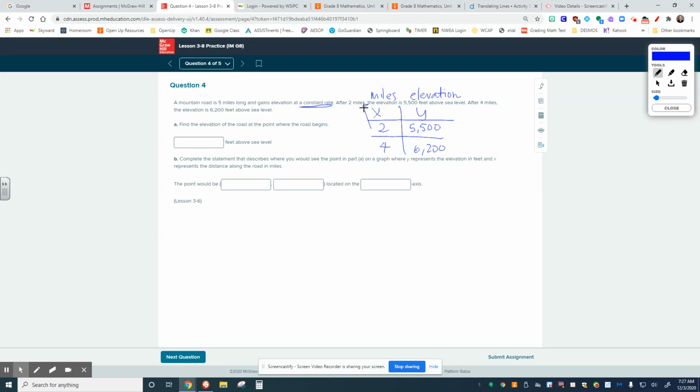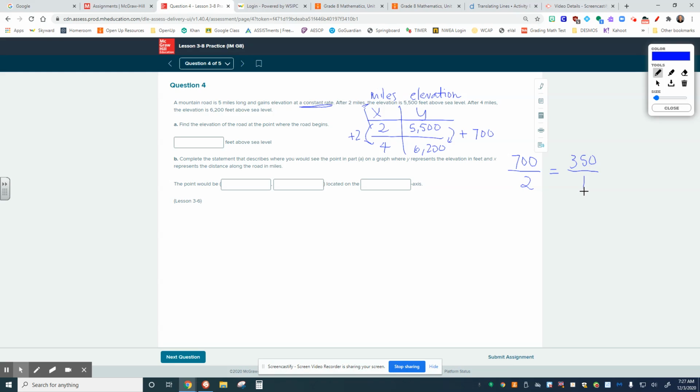The slope, moving from 5,500 to 6,200 feet, is a gain of 700 feet over 2 miles. Now, since this road is increasing at a constant rate, we know that the slope right here is 700 feet of elevation for every 2 miles. We could also say that that's 350 feet of elevation per 1 mile.